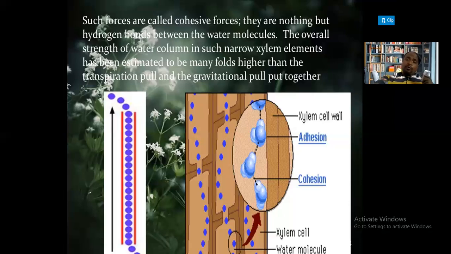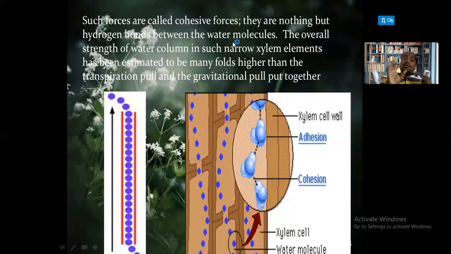Okay, because of the pulling force, the water is pulled into the leaves, and because of the maintenance of the water column, the movement of the water, or ascending of the water from the roots to the leaves, will take place. Such forces are called cohesive force. They are nothing but the hydrogen bonds between the water molecules.